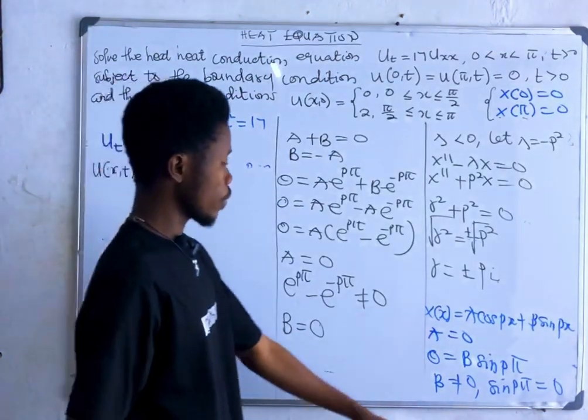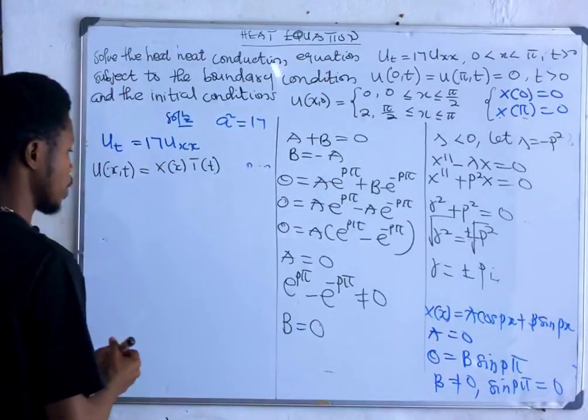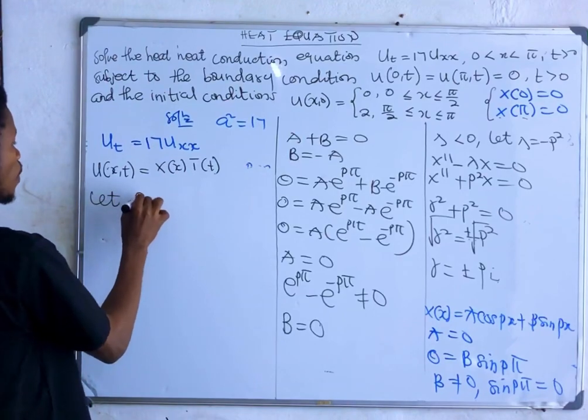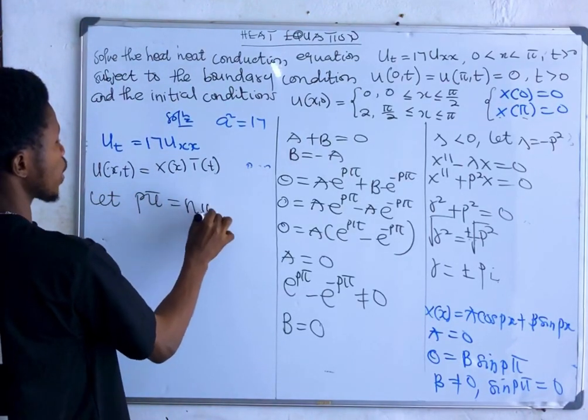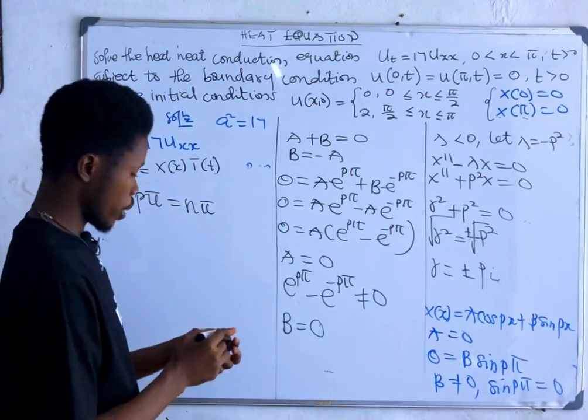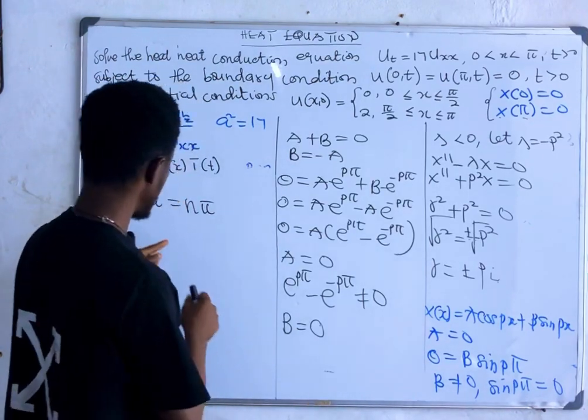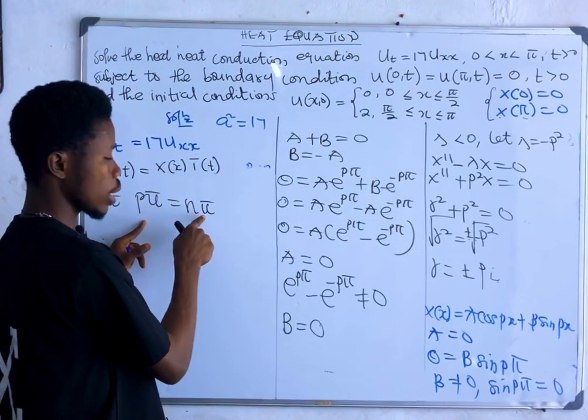Now after getting this, let's set p pi to be equal to n pi. I've told you that's what we do always. You let p pi to be equal to what? N pi. Is that okay?